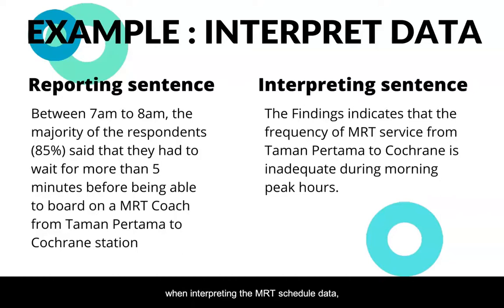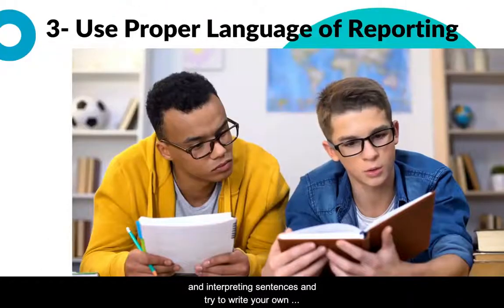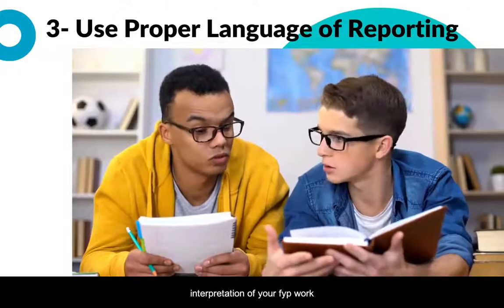When interpreting the MRT schedule data, we can write, the findings indicate that the frequency of MRT service from Taman Pertama to Coherence is inadequate during morning peak hours. I hope you can see the difference between reporting and interpreting sentences, and you can try to write your own interpretation of your FYP work.